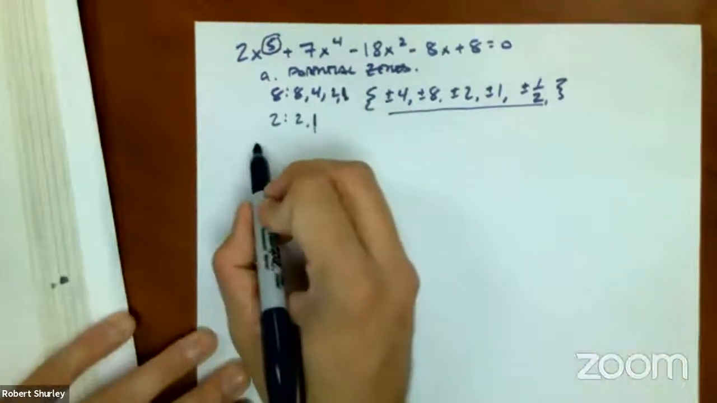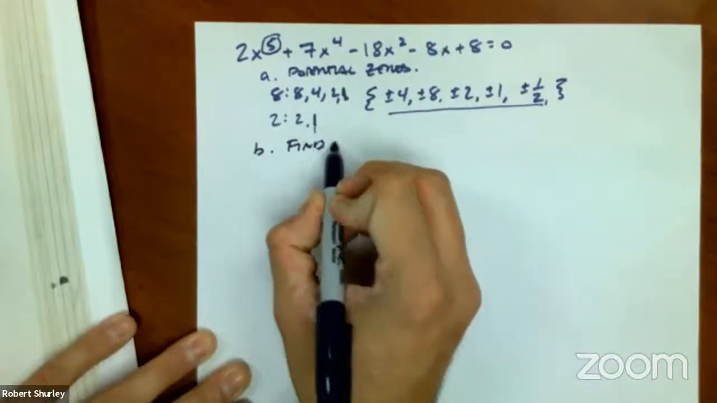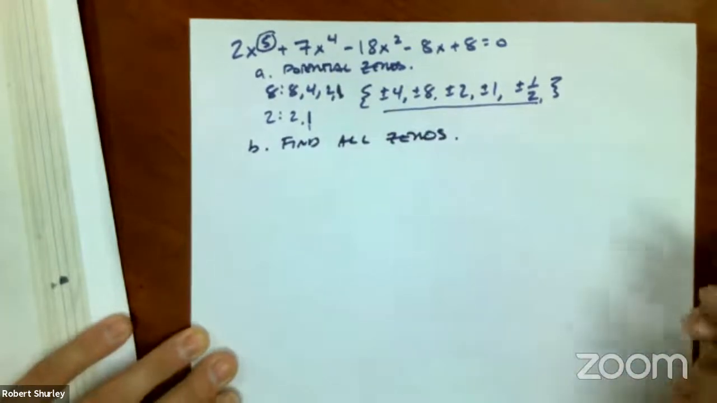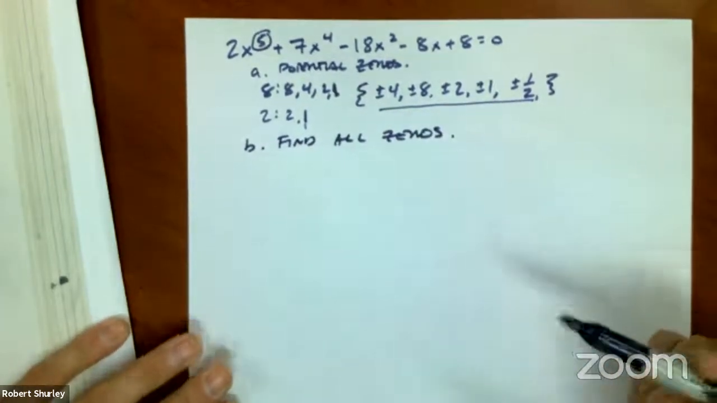But let's look at this now. So the very first thing I'm going to do, so now it's going to say find all zeros. Probably going to need 2 pieces of paper for this. The very first thing I do, CJ, is I graph this thing.